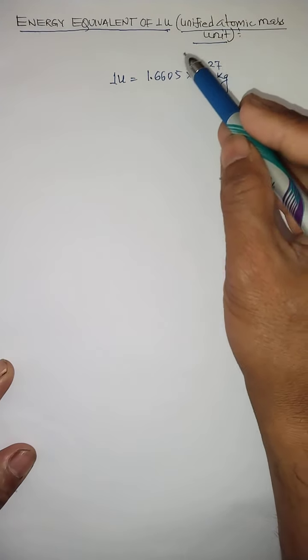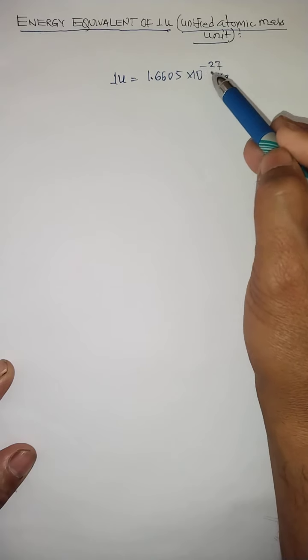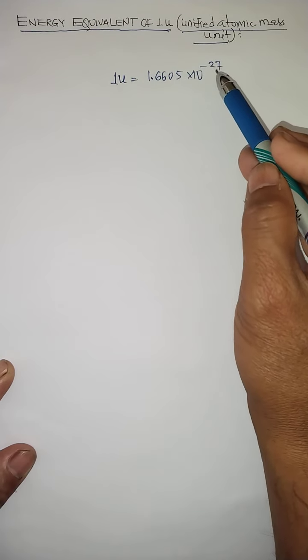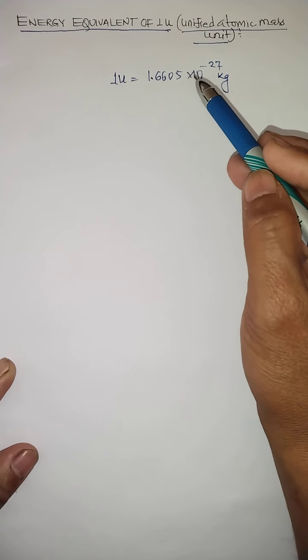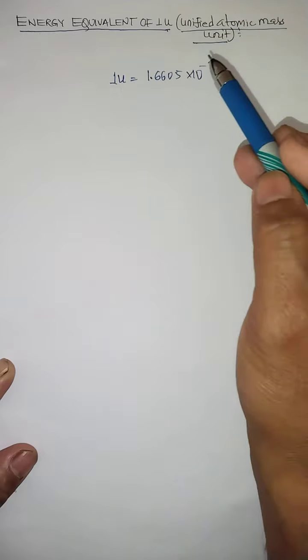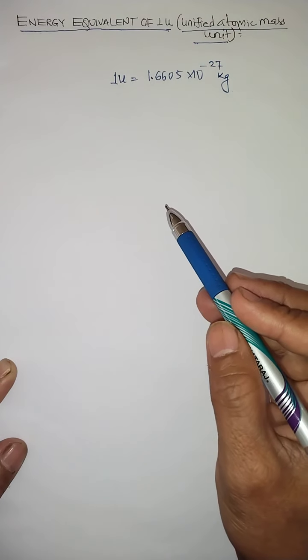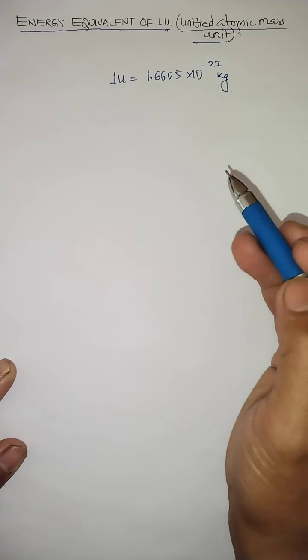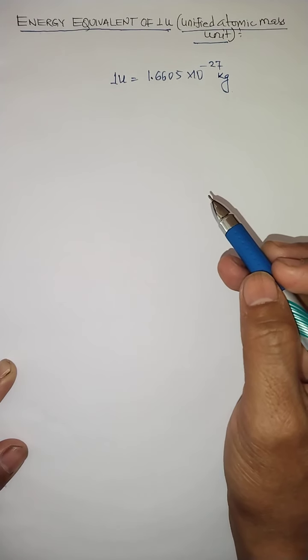Now look at the power. From this power only we can say how small this unit is, that is minus 27. But we are now going to measure the energy equivalent of one atomic mass unit. For this energy to be measured, we go back to the concept of Albert Einstein.